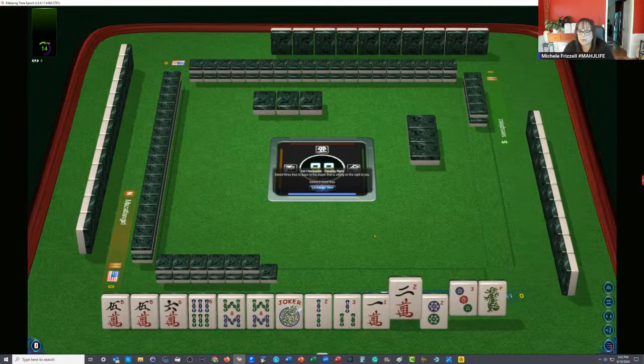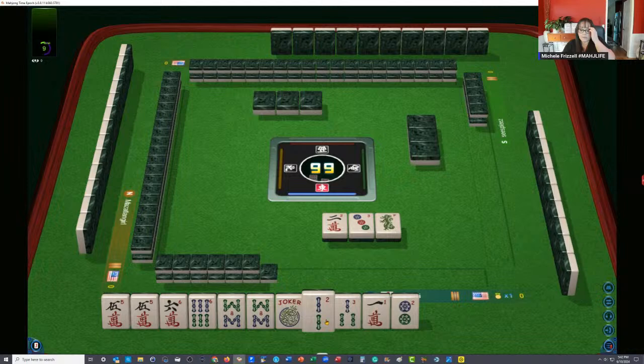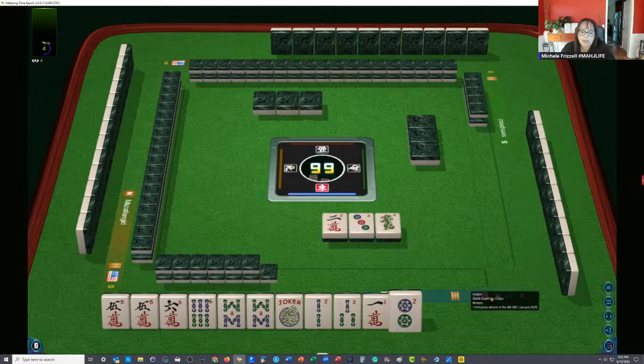So we are passing technically 1 of each suit. And then in this next one, we'll break up the 2s. So we're gathering 5 through 8, maybe, yeah, 5 through 8 probably. An ideal tile for us would be a 7 bam.